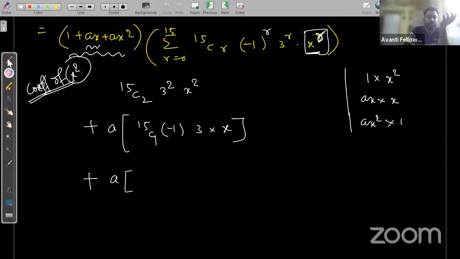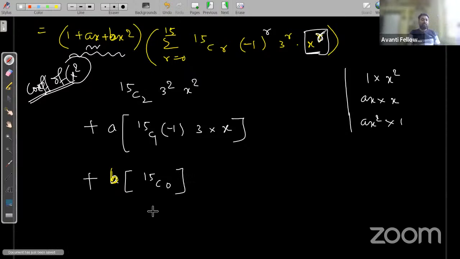Oh, this will not be, this is b. So b into x square, that means r here must be 0. If r must be 0, then this will be 15c0, minus 1 to the 0 is 1, 3 to the power 0 is 1, x to the power 0 is 1, right?